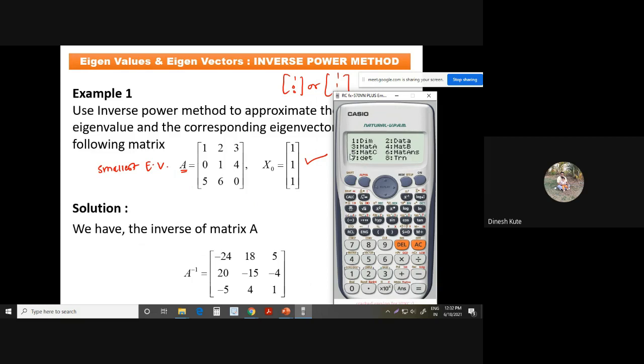So that mat C is stored in 5. Now I have to find its inverse. For inverse, there is a special button on this calculator which is X inverse. Just press X inverse. So mat C inverse gives you the inverse of this matrix, which is minus 24, 18, 5, 20, minus 15, minus 4, minus 5, 4, and 1. Okay, that saves your time.